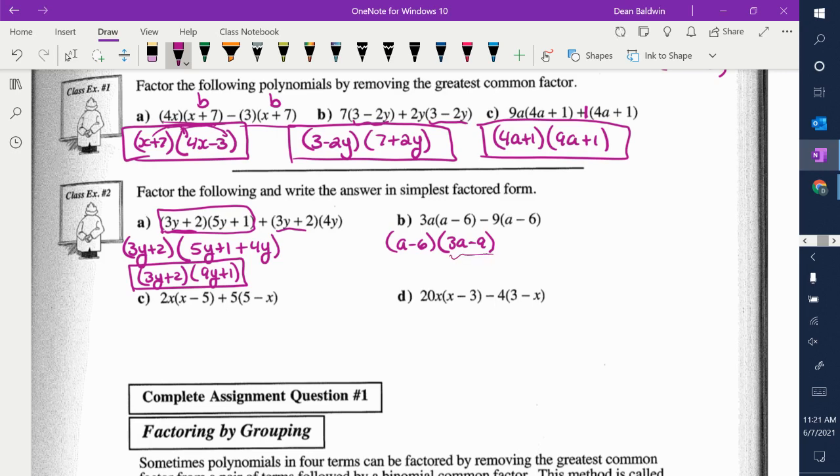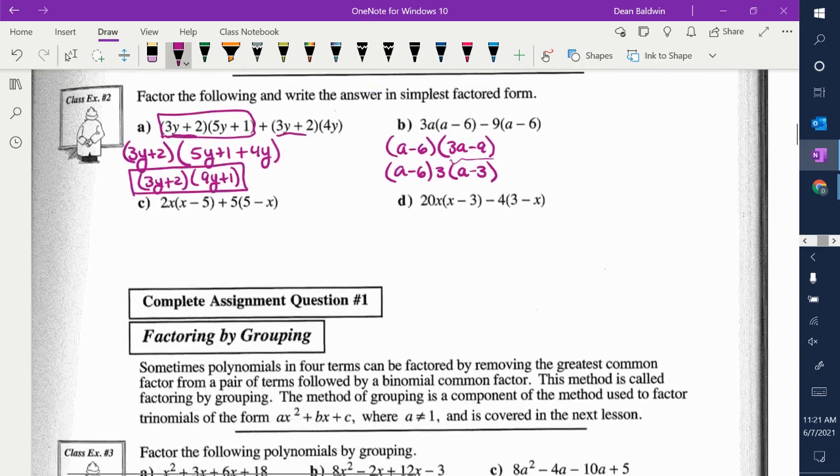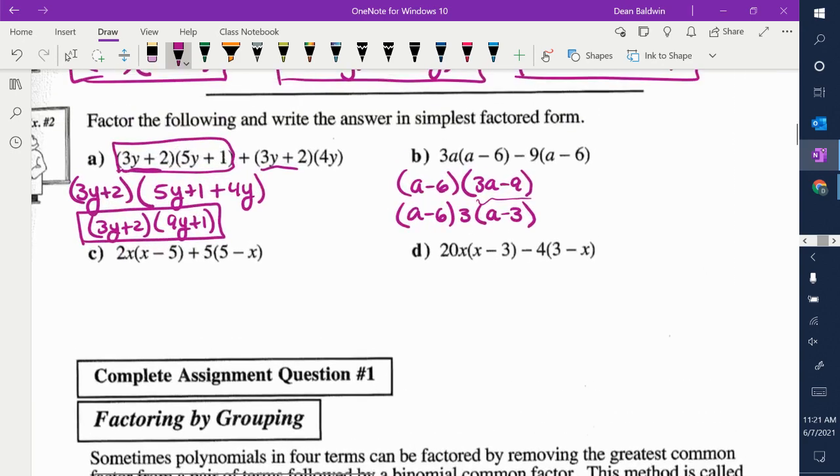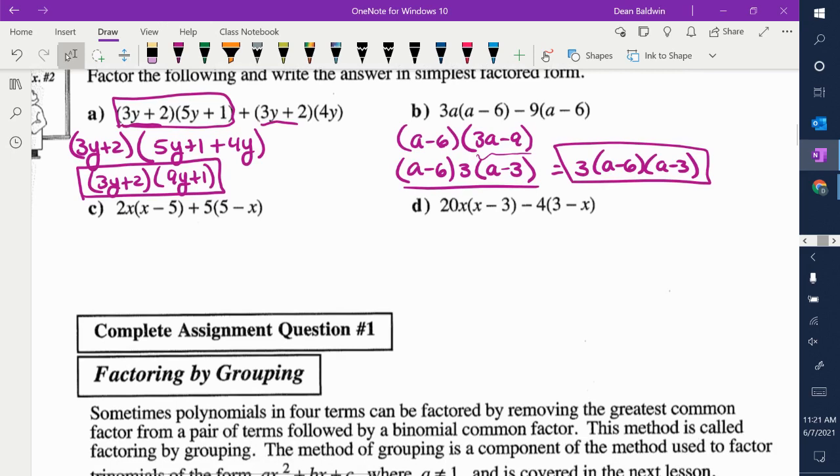Is there a common factor in here? 3, right? So I can pull a 3 out of this one, and I get a minus 3. Now that's technically right, but nobody would write it that way. They would rewrite it as 3 times a minus 6, a minus 3. But if you left it here, that's still right. Just the convention is to put the constant at the beginning. All right.